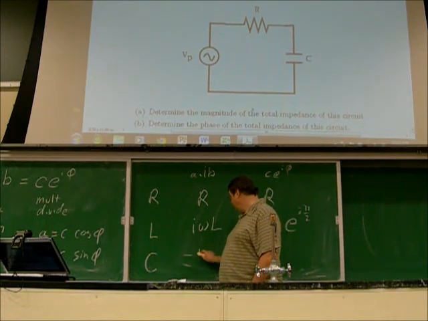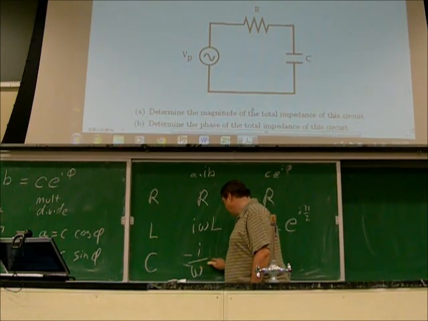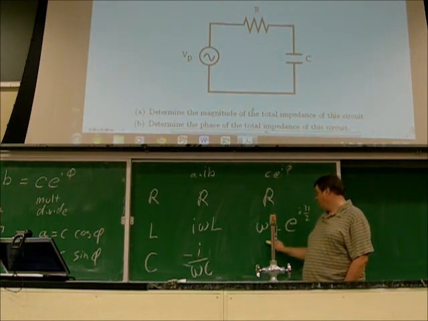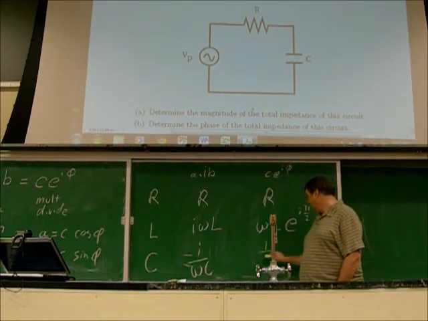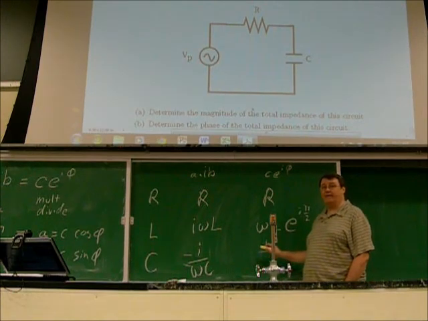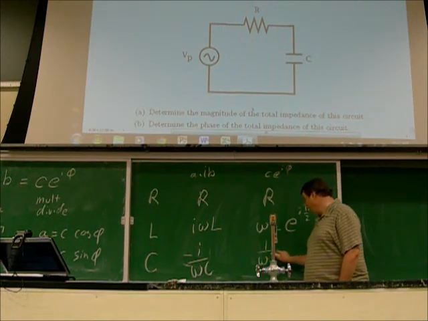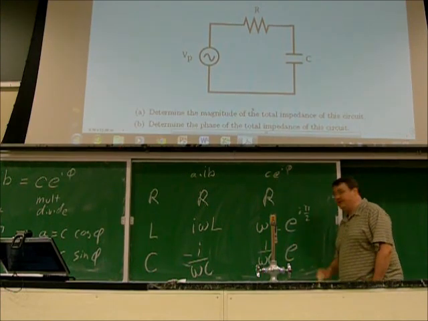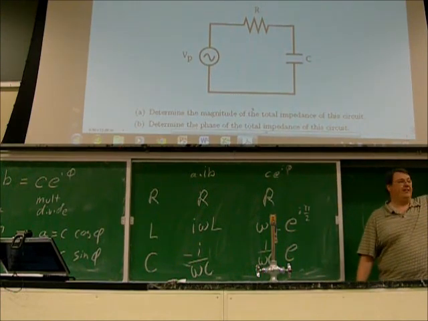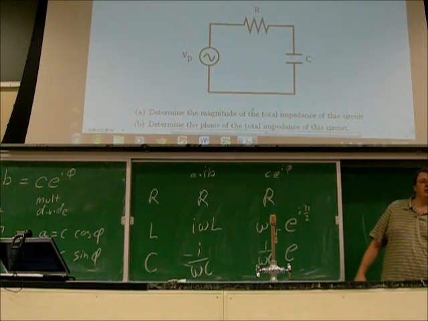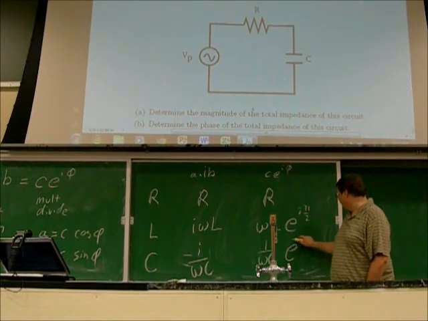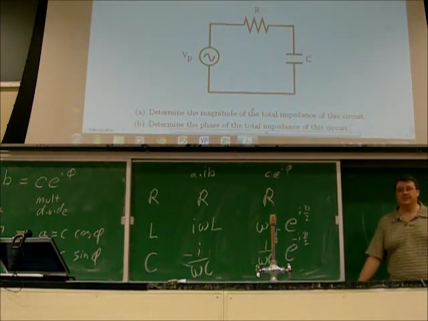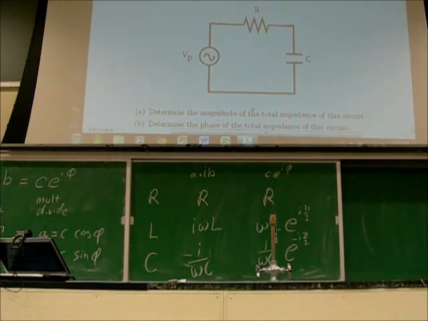Negative i over omega C. So, what's the magnitude of this? Negative 1 over omega C. Disagree. Magnitudes are never negative. 1 over omega C is the magnitude, and the minus sign is coming from the direction, because your phase is negative 90 degrees. Minus i pi over 2. Okay?